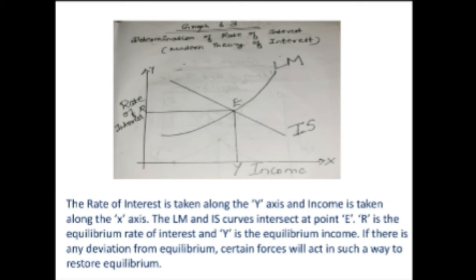Now here we see in graph 6.3 how the rate of interest is determined as per the modern theory of interest. The rate of interest is taken along the y-axis and income is taken along the x-axis, where Y represents income. The LM and IS curves intersect at point E. R is the equilibrium rate of interest and Y is the equilibrium income, and the equilibrium point of intersection is E. If there is any deviation from equilibrium, certain forces will act in such a way as to restore the equilibrium back to point E.